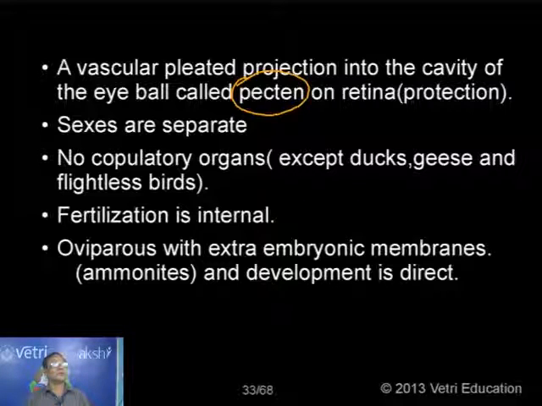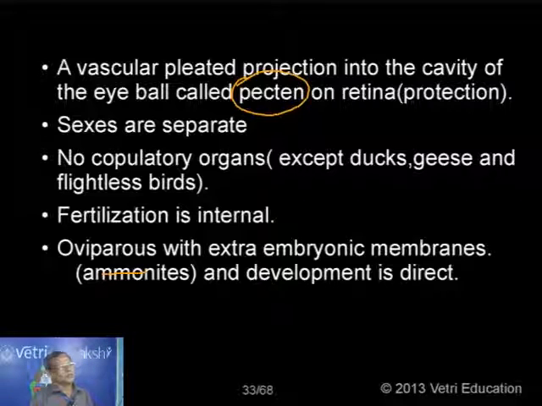As in the case of reptiles, birds also have the extra embryonic membranes, which is why they are included under what is called amniotes. They have chorion, amnion, allantois, and yolk sac. All four extra embryonic membranes are found both in reptilian forms as well as in birds. That is why they are considered amniotes. The spelling is normally written wrongly, so note it: amniotes.